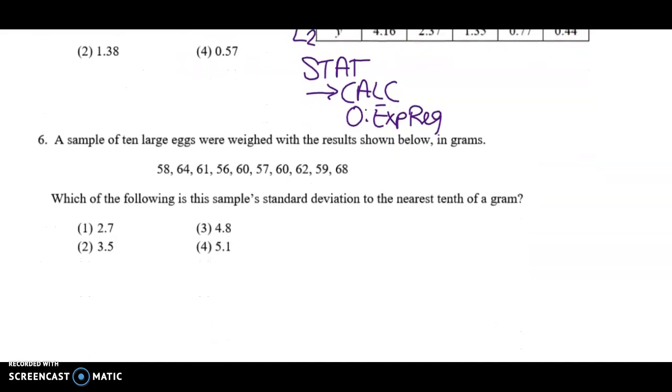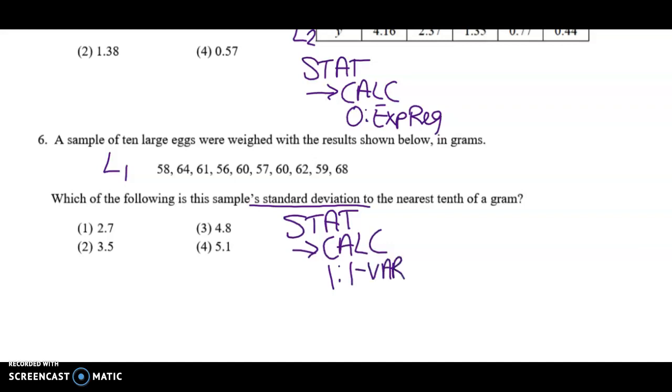And number 6, a sample of 10 large eggs were weighed, shown with the results below. You want to find the sample standard deviation. This is not the entire population. It's just a sample. It goes into L1. It's stat, calc, and then it's the one variable statistics. And you are looking for the one with this notation.